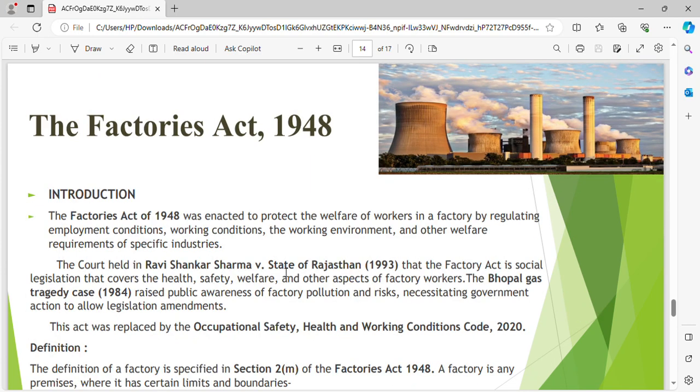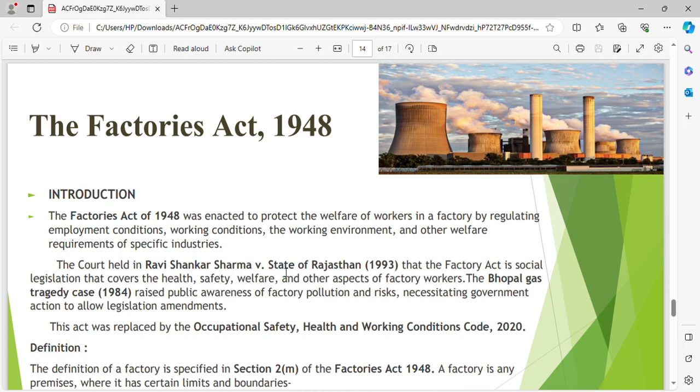Factories Act speaks about 1948. Ravi Sharma versus State of Rajasthan 1993 speaks about it. Then the Bhopal gas tragedy case 1984 is a famous case, raising public awareness of factory pollution and risks, necessitating government action to allow legislative amendments.